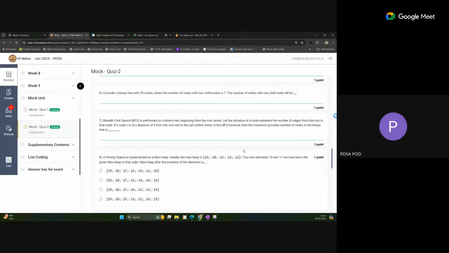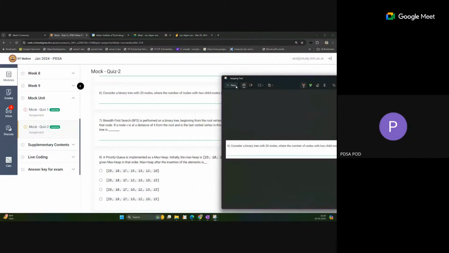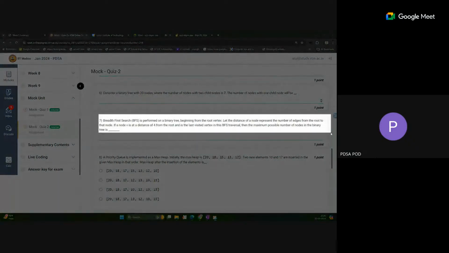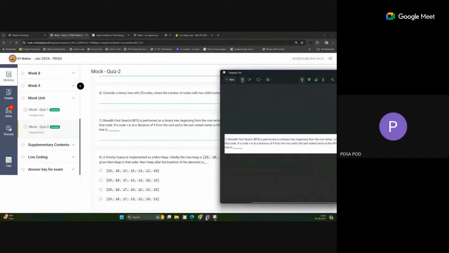Okay, so your 7th question: this BFS is performed on a binary tree beginning from the root vertex. Let the distance of the node represent the number of edges from the root to that node. If a node V is at distance 4 from the root node, and this is the last visited vertex in this BFS traversal, then the maximum possible number of nodes in the binary tree is. Now can you link this BFS to the binary tree traversal and figure out the answer?